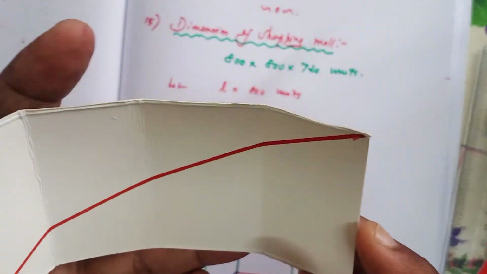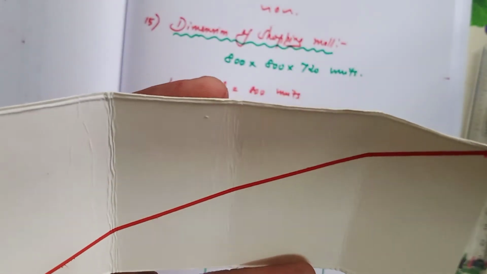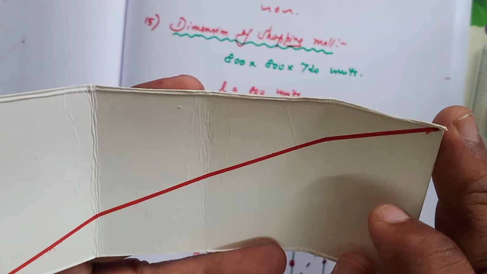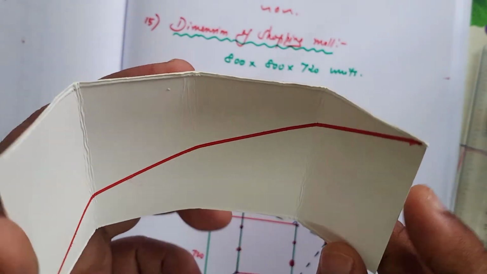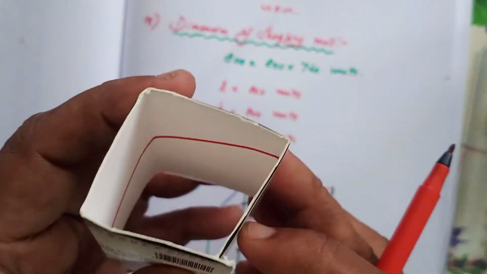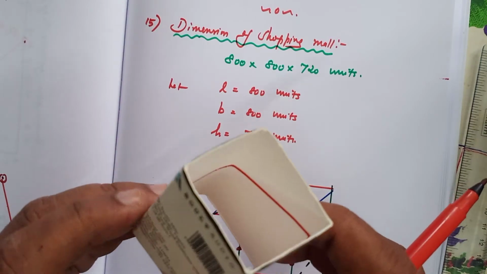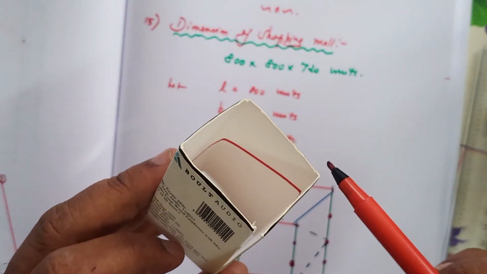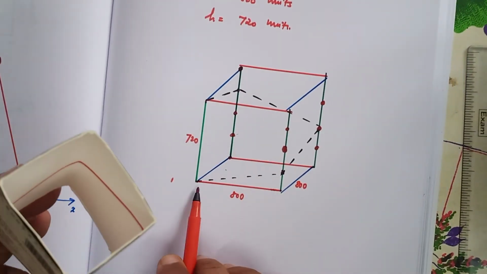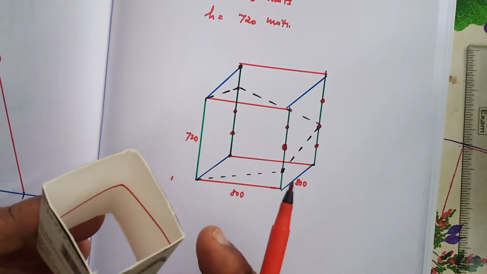Now, here, this is the minimum path of the escalator from the ground floor to the top floor. If you close it, you'll be getting that cuboid. Look at that. The red line that I marked inside is given in this diagram as the dotted black line. Escalator path.